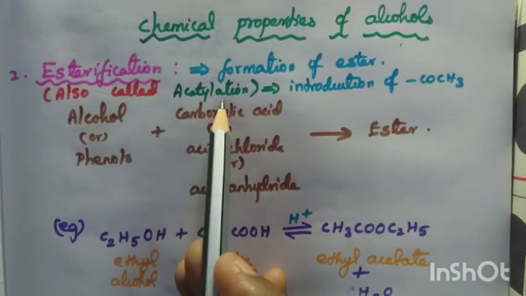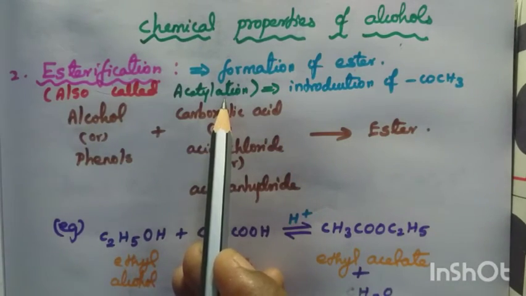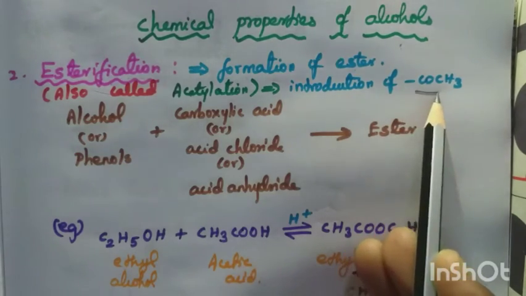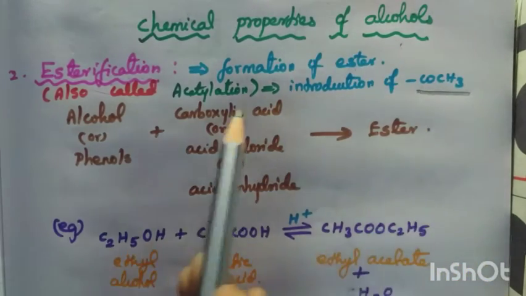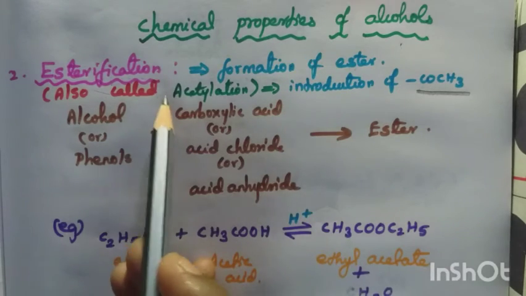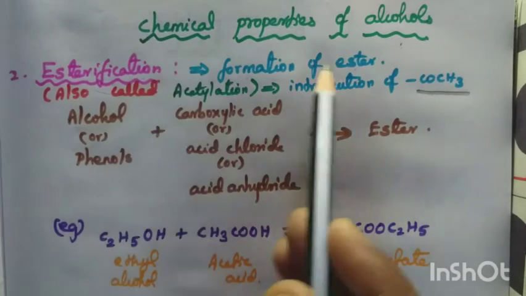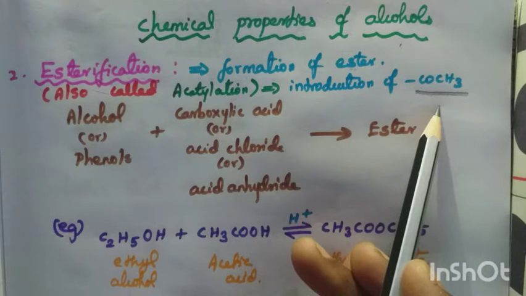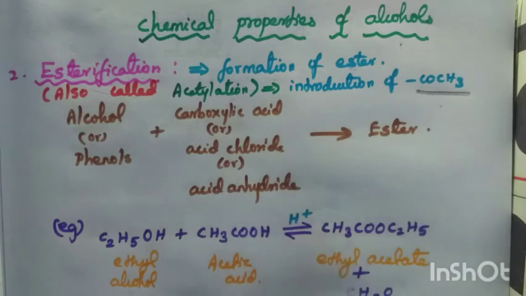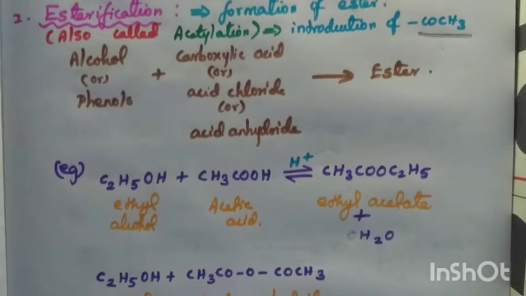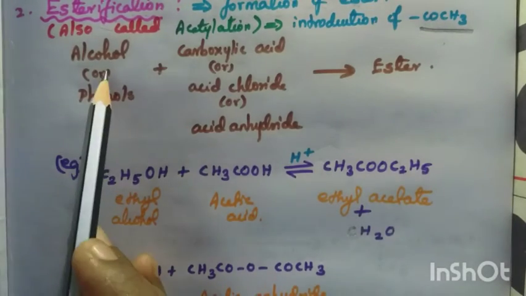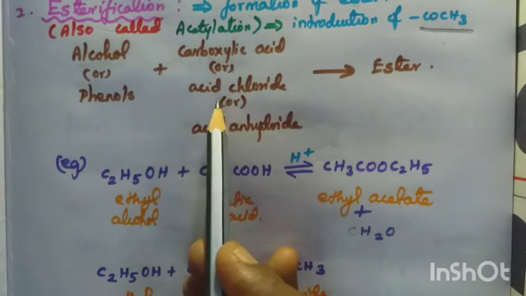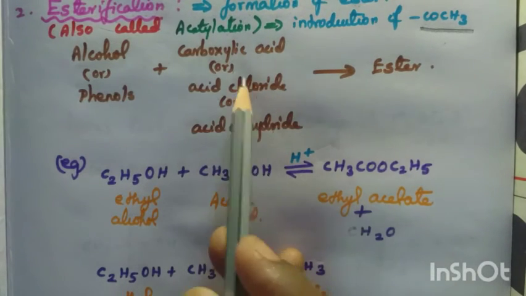It is also called acetylation. What is acetylation? In esterification, the COCH3 group is going to add to alcohol. So, esterification is formation of ester by adding which group? COCH3. And now, commonly, any alcohol reacts with carboxylic acid or acid derivatives, acid chloride, acid anhydride.